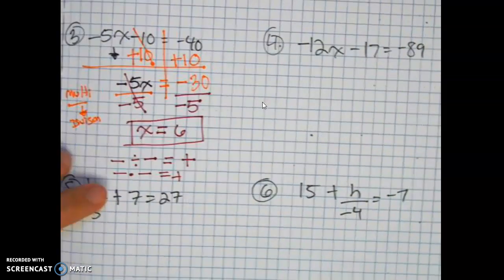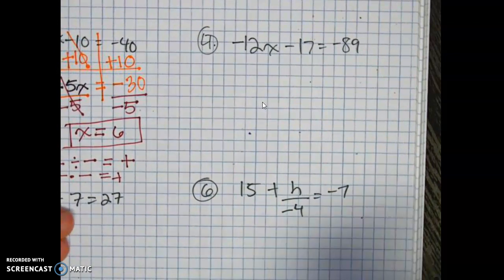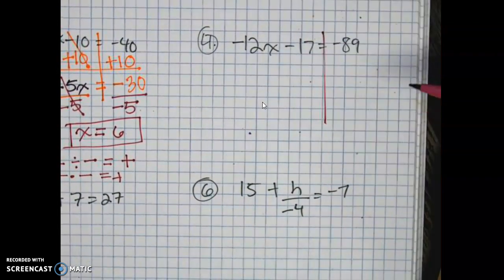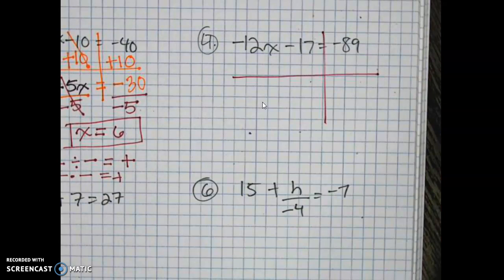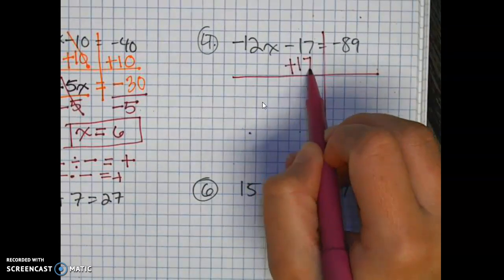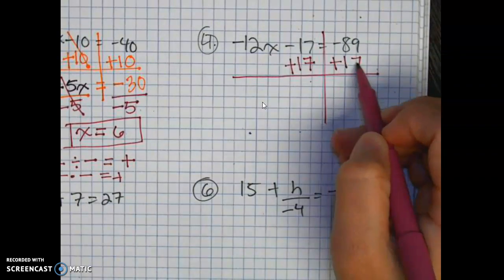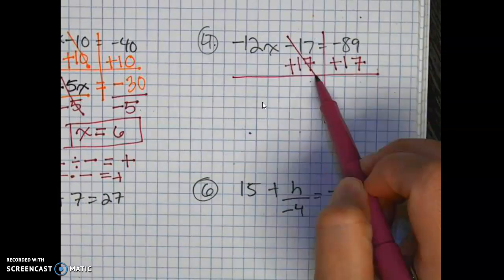All right, let's do number 4 together before this video has to end, and I'll create a second video for 5 through 8. So we're going to draw a line. What we're going to do is the opposite of a negative 17, which is a positive 17, because my first rule states I need to add or subtract to both sides to get the variable alone.